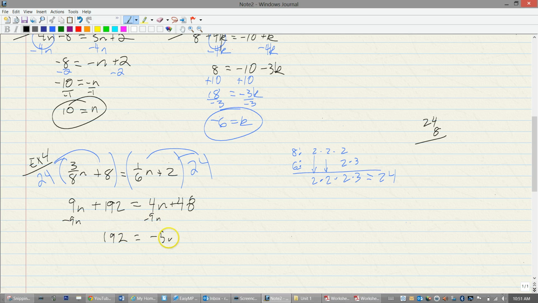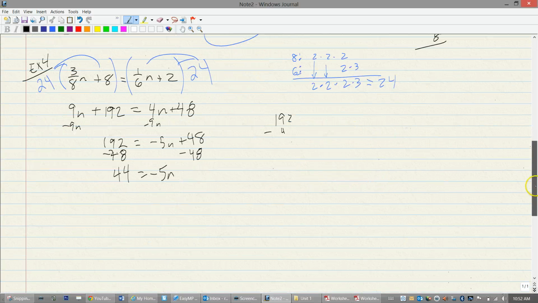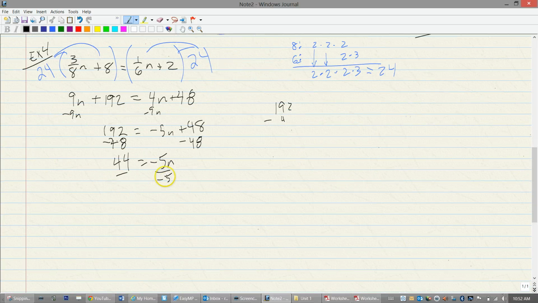Move those to the left. What's 192 minus 48? 144. And then divide by -5. And you're left with -144 over 5.